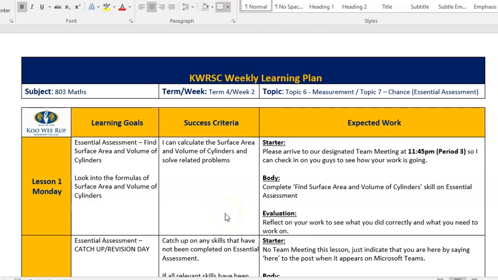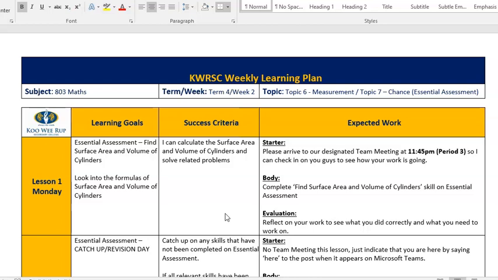Hello there, U8s, Mr. Herman here, and this is an essential assessment lesson on surface area and volume of cylinders. This will be the last skill that you guys will be looking into in the measurement topic for essential assessment, and then after that you'll be attempting your pre-test.